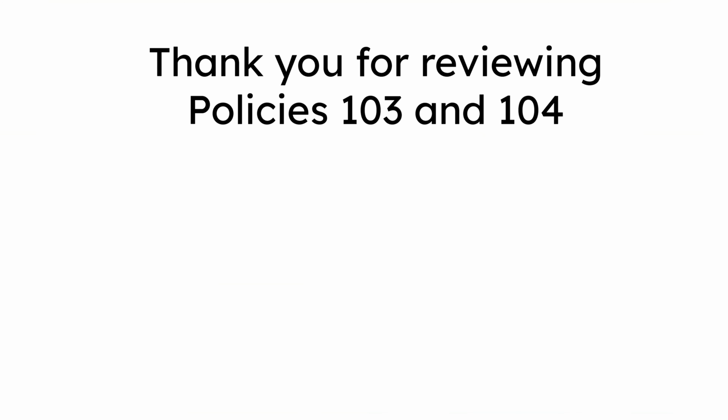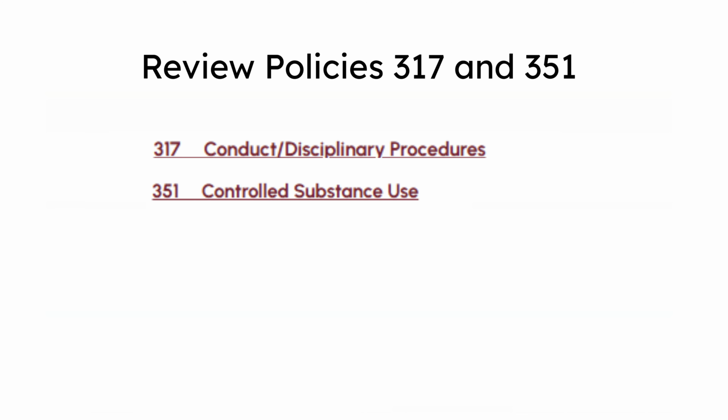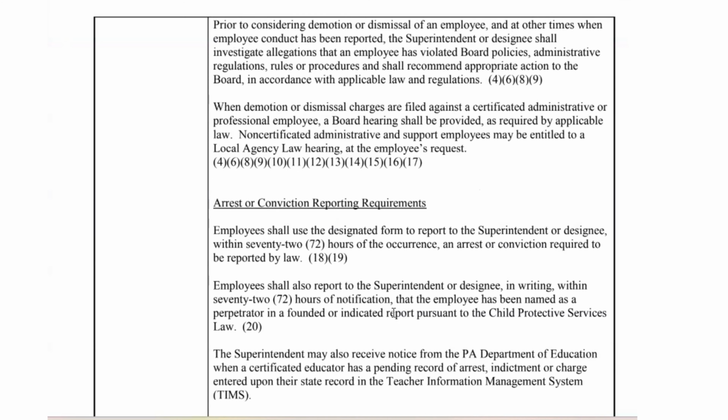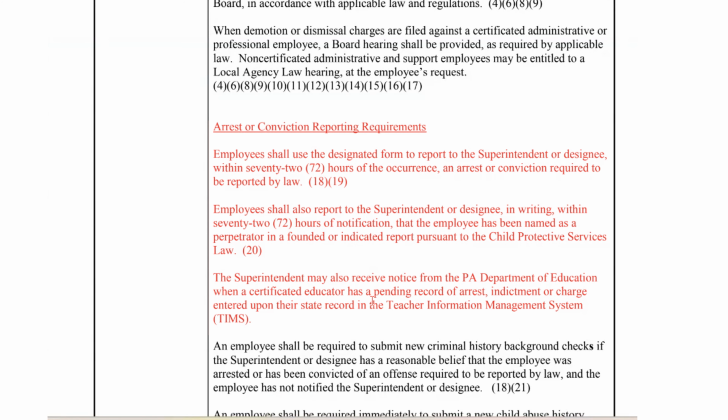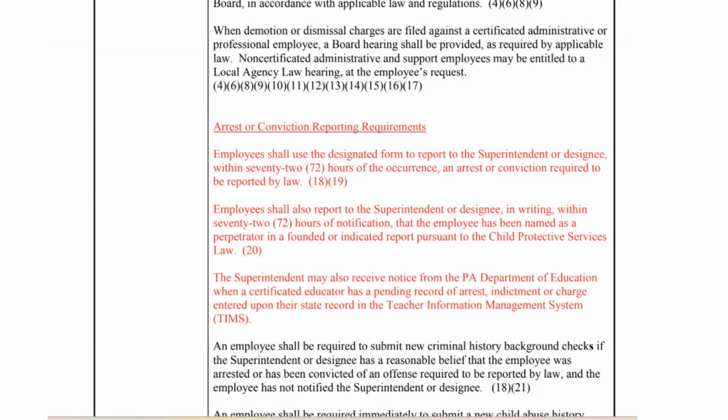Now that you've taken a moment to review policies 103 and 104, I would ask that you take another moment and navigate to policies 317 and 351. Policy 317 discusses conduct and discipline of all staff members. It's also important to note under the arrest and conviction reporting requirement that should you be subject to arrest or conviction during your time at Governor Mifflin, you would contact the Human Resources Department or the Superintendent of Schools to discuss the impact, if any, that may have.